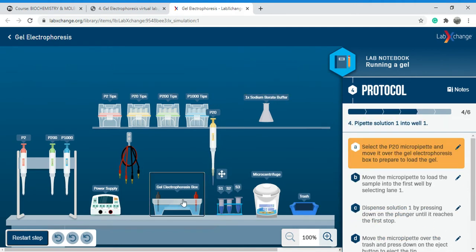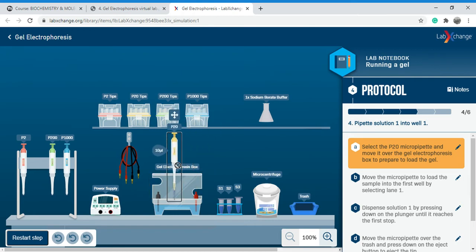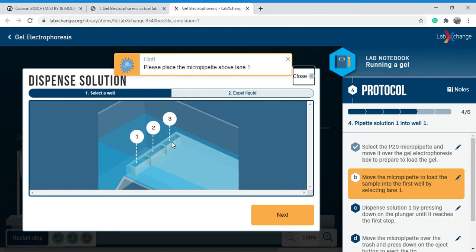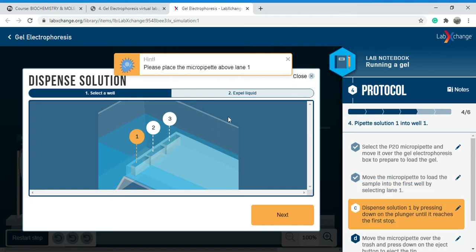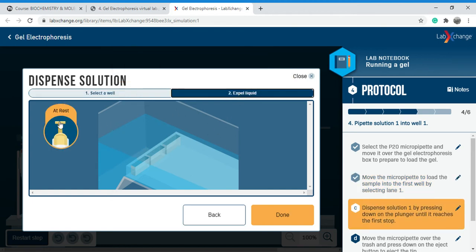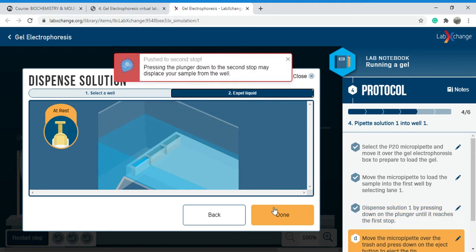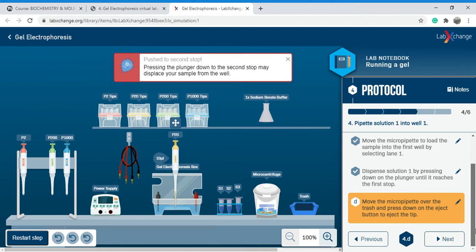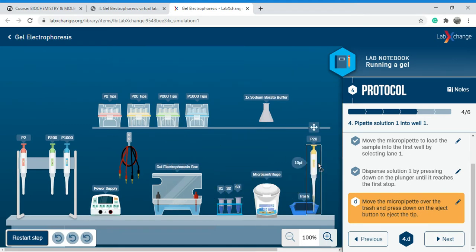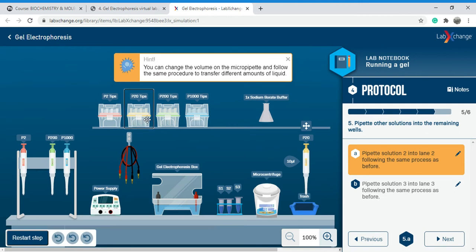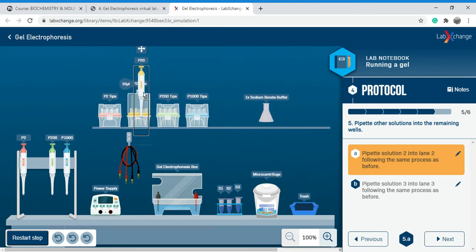And we open the gel electrophoresis box and we put the micropipette over it. Now we select the first well and we expel the liquid. Once that is done, we move this into the trash. Check the tip. Move on. We get another solution and we do the same thing for both solution 2 and 3.